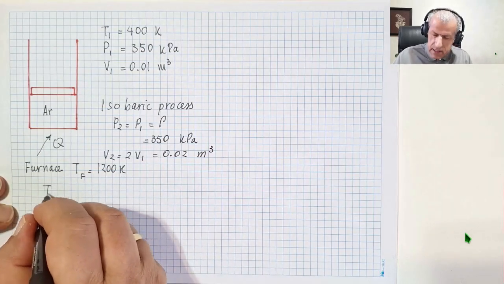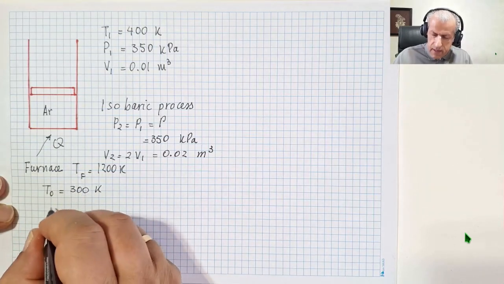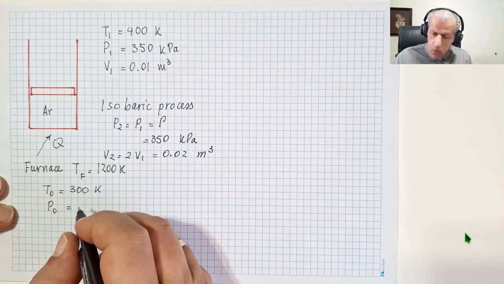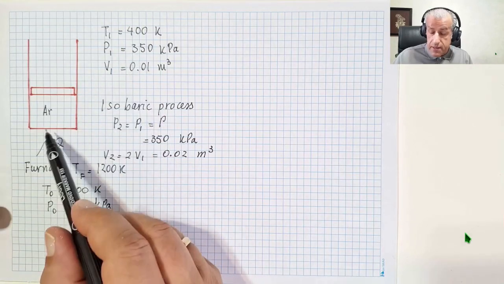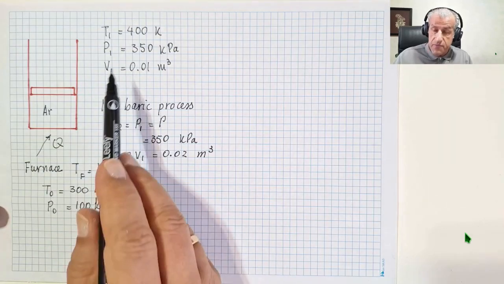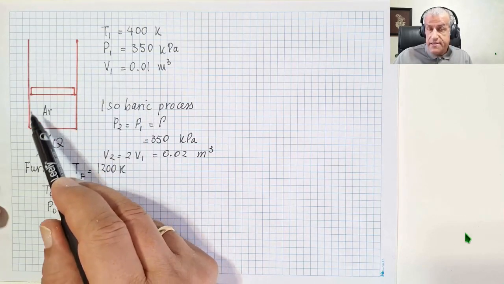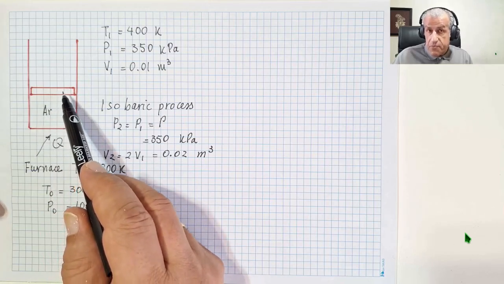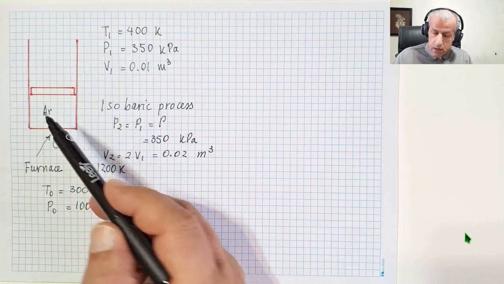We also know ambient conditions. Ambient conditions T0 equals 300 Kelvin and P0 equals 100 kilopascal. The ambient pressure is different from the argon pressure inside this cylinder piston device. That means that perhaps the piston basically exerts pressure on argon.